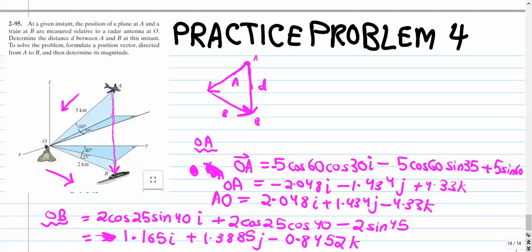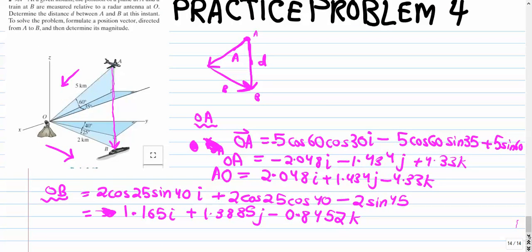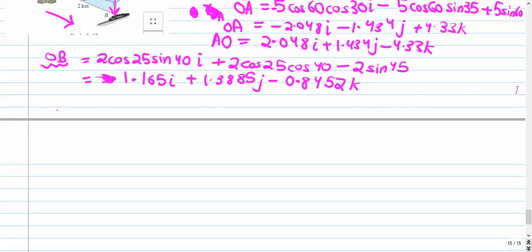So now that we have both the vectors, we will simply need to add them up to get the resultant vector. So the Cartesian form of the resultant vector is going to be AO plus OB. And so once we add them, we can find the magnitude of the resultant vector. So just add the respective x, y, and z components together.